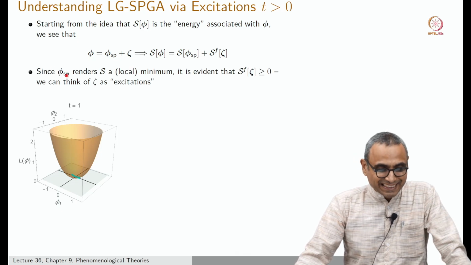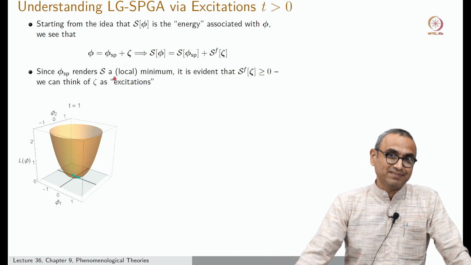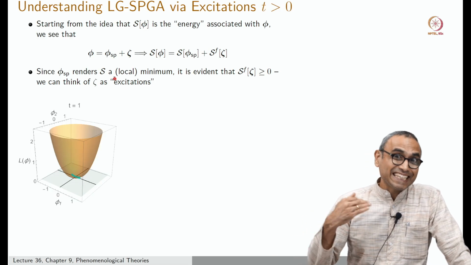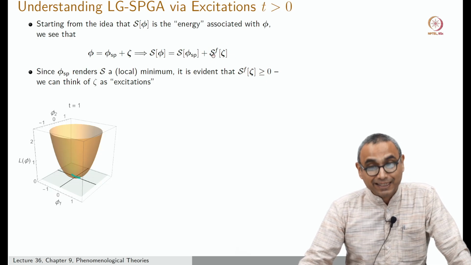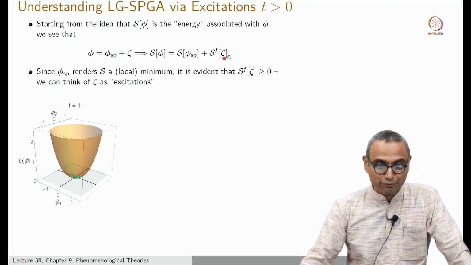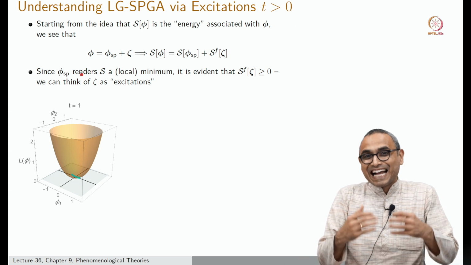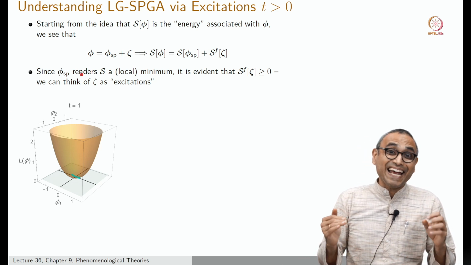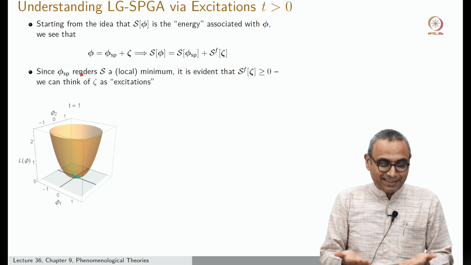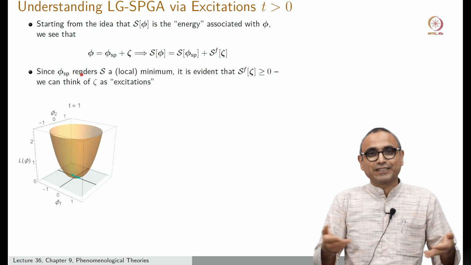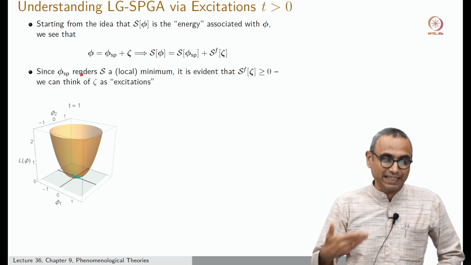What this means is that this saddle point renders this S a local minimum. Since it is a local minimum, you know that the action corresponding to this fluctuation has to be greater than or equal to 0, because you have already found the field configuration which is a local minimum. So it is very natural to think about these zeta objects as excitations about some low energy state, because they increase the energy about the saddle point.